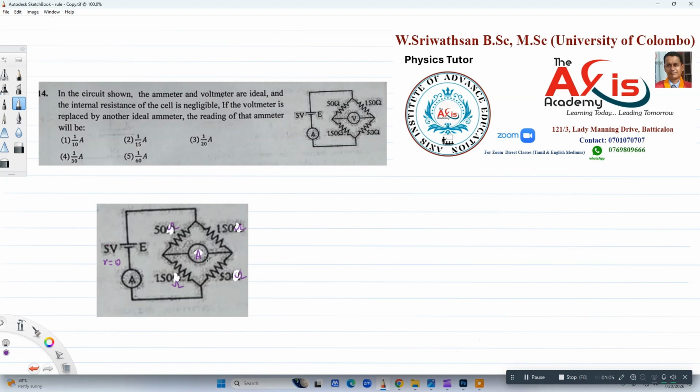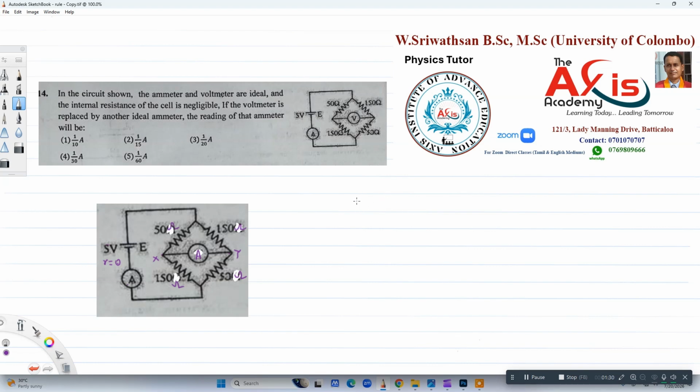Now, the reading of the ammeter, the reading of that ammeter, in the sense the ammeter connected between these two terminals, not this one, right? If the ammeter is an ideal ammeter, then resistance is 0. That means these two terminals X and Y, we can assume, are connected with a zero resistance wire.